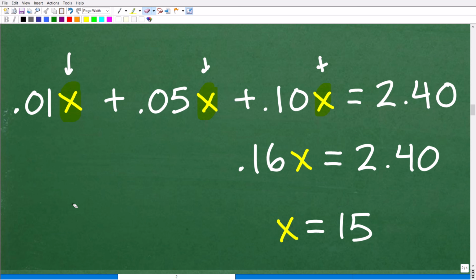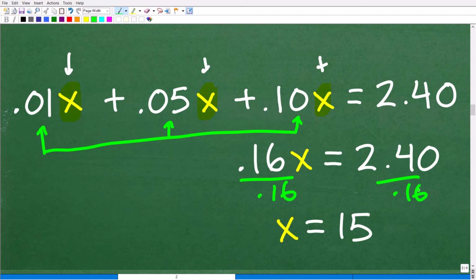So don't let these decimals bother you here. The main idea is to recognize that we are indeed dealing with like terms, so I can add up these coefficients. Again, just get your calculator out if you're not comfortable working with decimals. We got 0.01 plus 0.05 plus 0.10. When we add up all those decimals, we get 0.16x. Okay, that's how many x's we have here. So 0.16x is equal to 240. Now to solve for x, all we have to do is divide both sides of the equation by 0.16. So 240 divided by 0.16 is 15. So x is equal to 15.